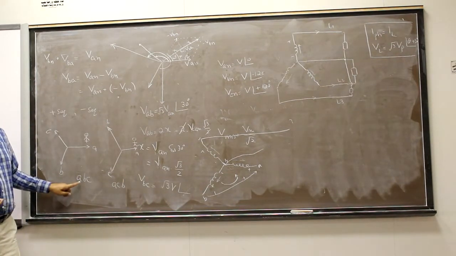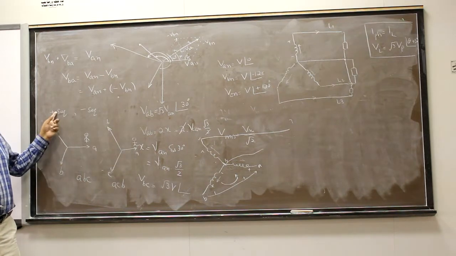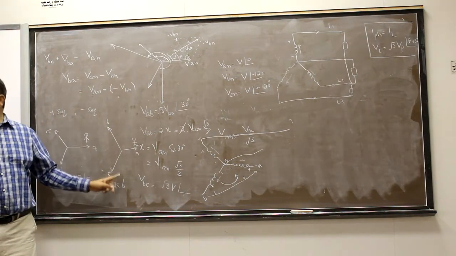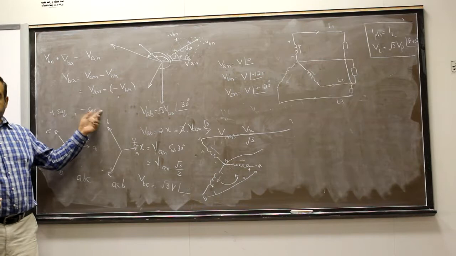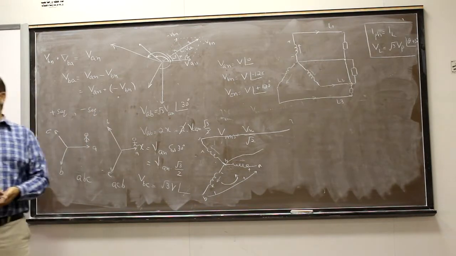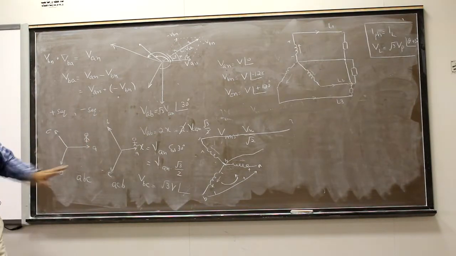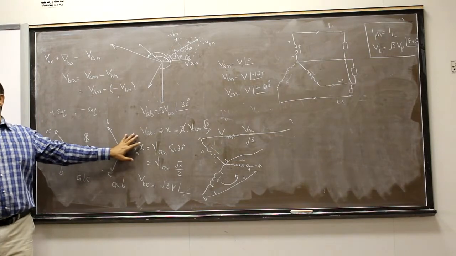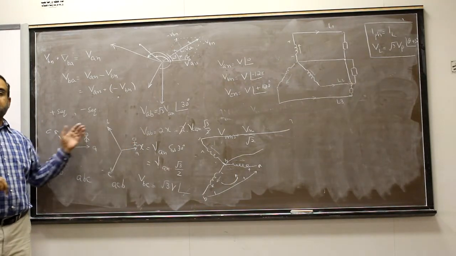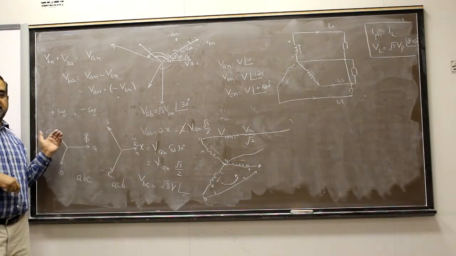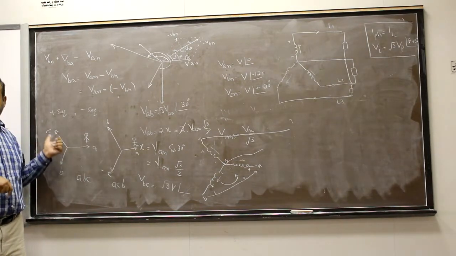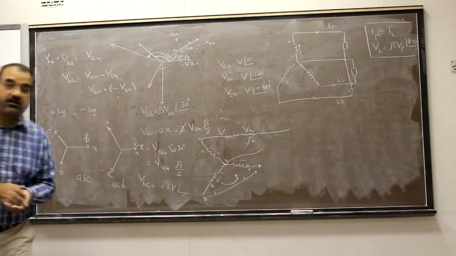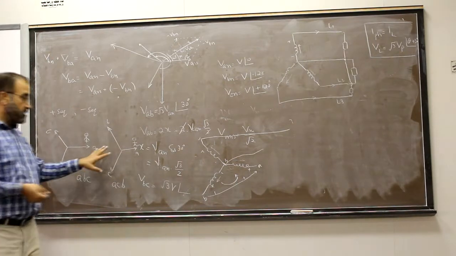Now what is this A, B, C? This is positive sequence. What is this A, C, B? This is negative sequence. Whenever I say negative sequence, I mean this. When I say positive sequence, I mean this. Okay? A, B, C.